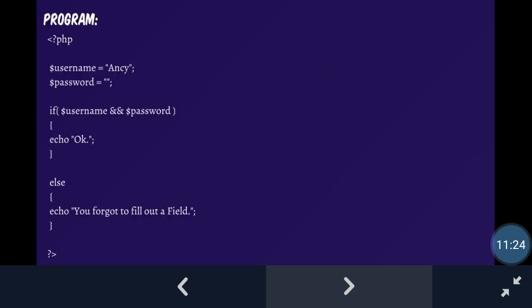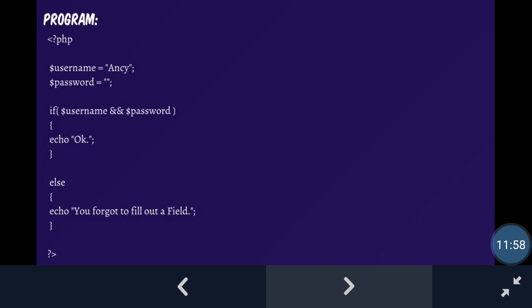Let us see the program now. I have simply created two variables. The first is username and the second is password. My username is Nancy and my password is vacant. Now let us see the if condition by using the AND operator. If in brackets $username and $password, that means username and password both should be filled. What should be the echo statement? Okay. Else, what should be the echo statement? Echo, you forgot to fill out a field. Right, because the password is missing.